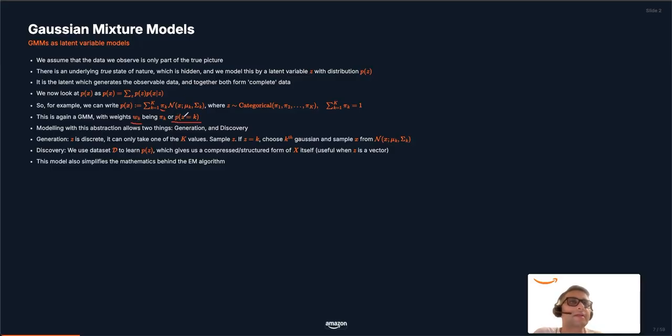Now this abstraction is very important. This idea of a latent variable z helps us do two things. One is generation and the other is discovery. So what do I mean by generation? I've already explained it.